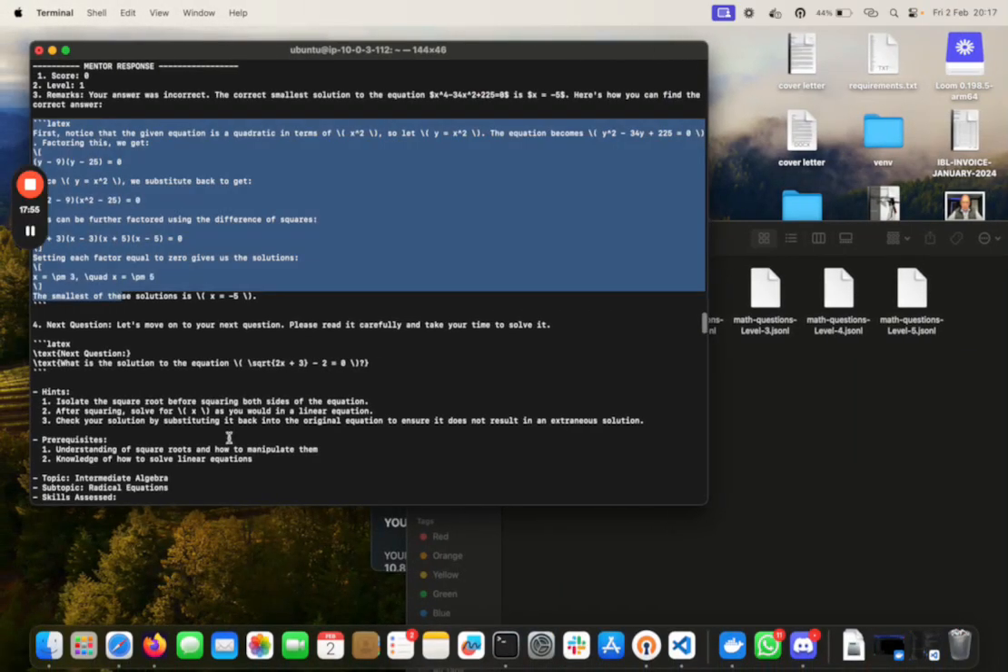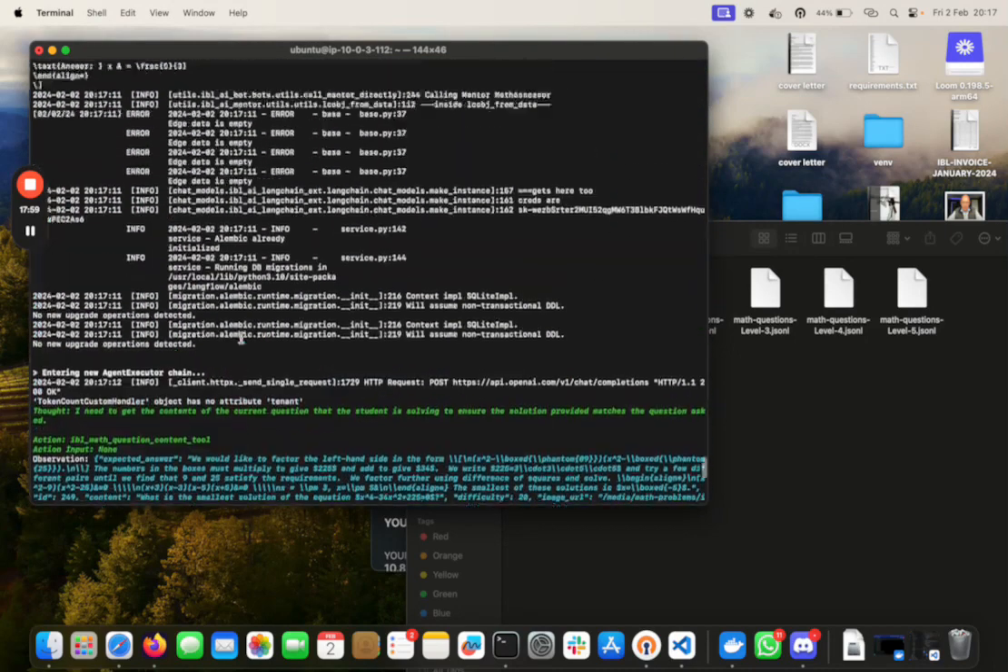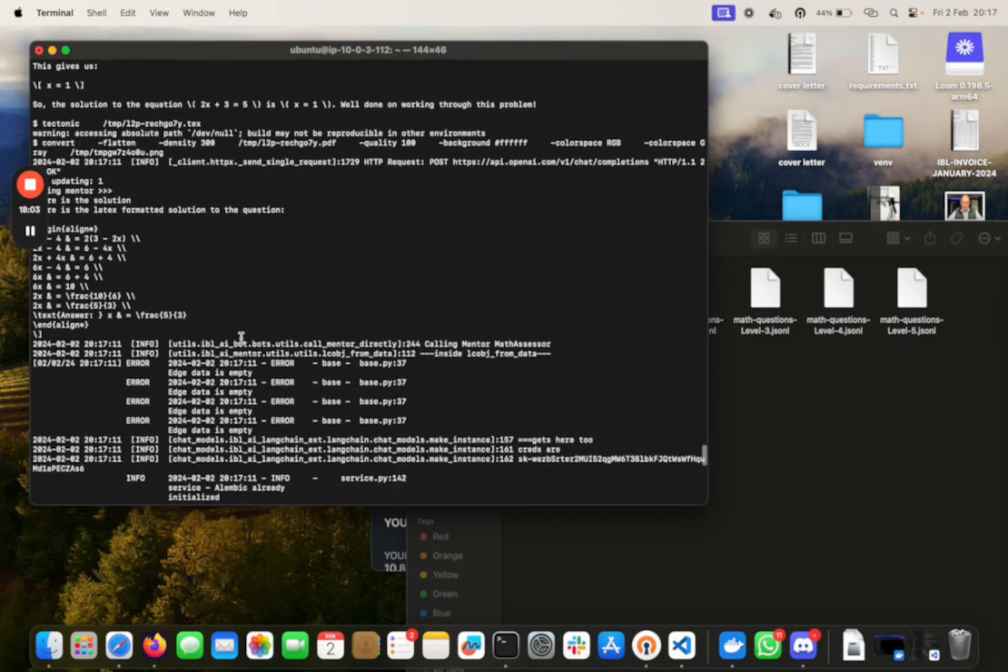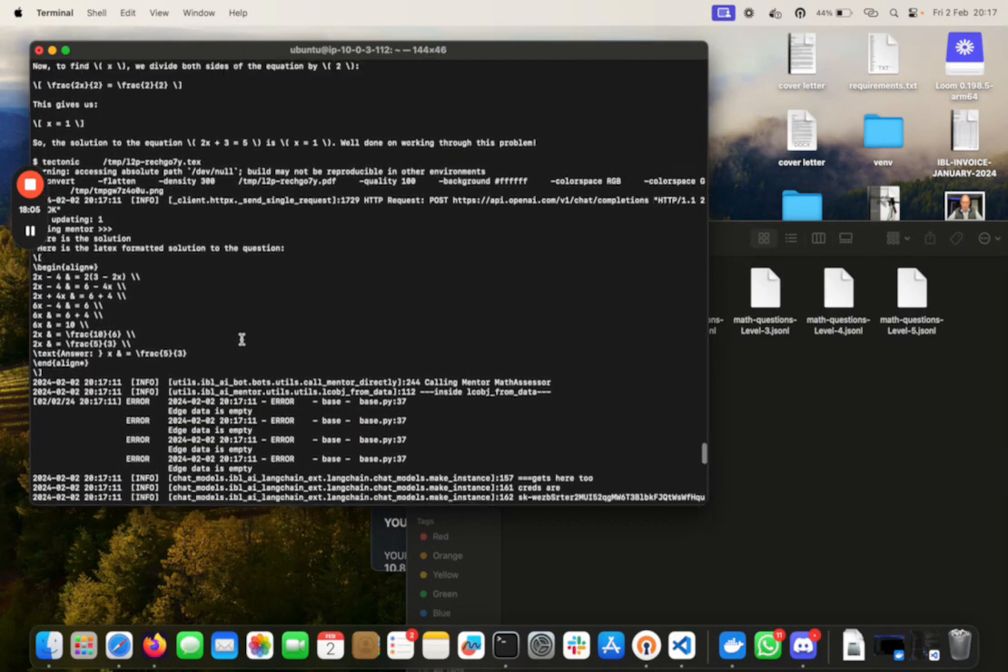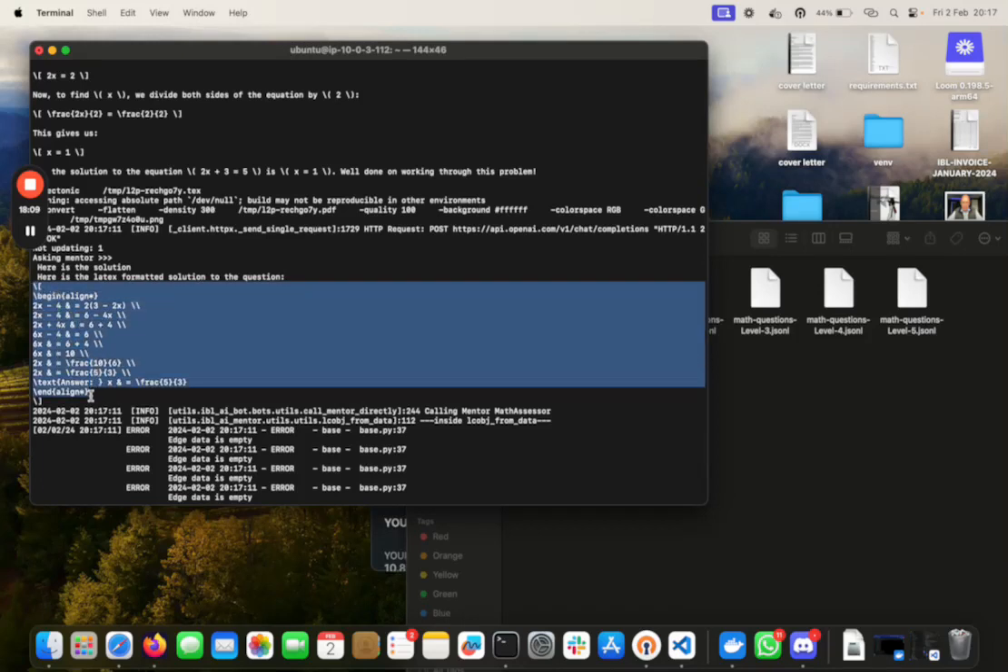If we go through our terminal logs, we will see that whatever I had done is taken and converted into LaTeX code and then submitted to the mentor. Perhaps open a side-by-side comparison. 2x minus 4 equals 2x minus 2, 3 minus 2x.